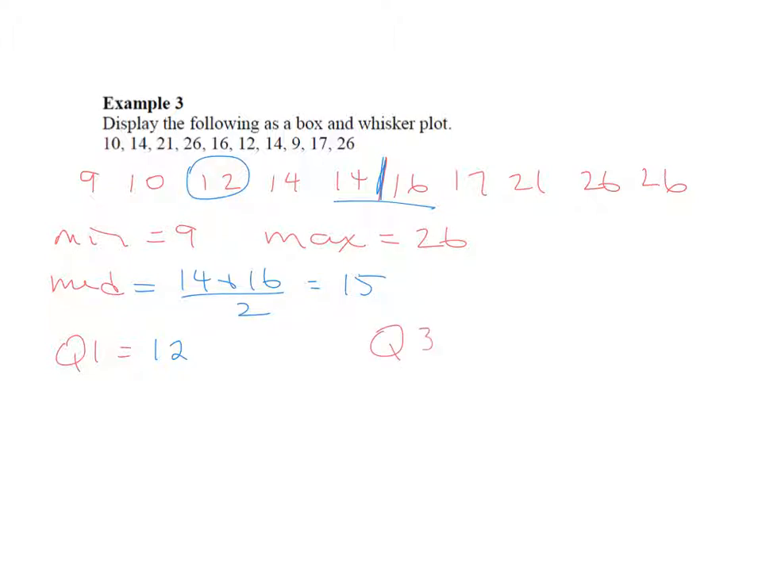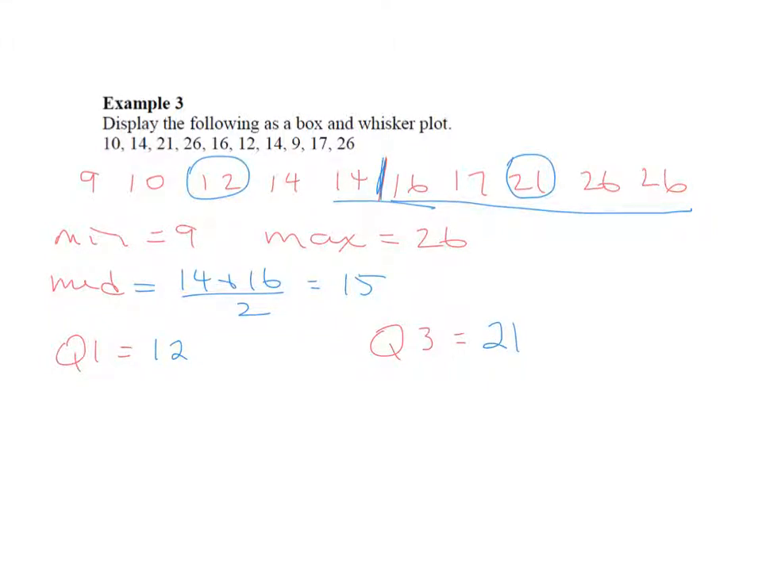Then the third quartile is the median of everything above the median. So everything above 15 is these 5 numbers to the right here, and the middle one is 21. So my third quartile is 21.